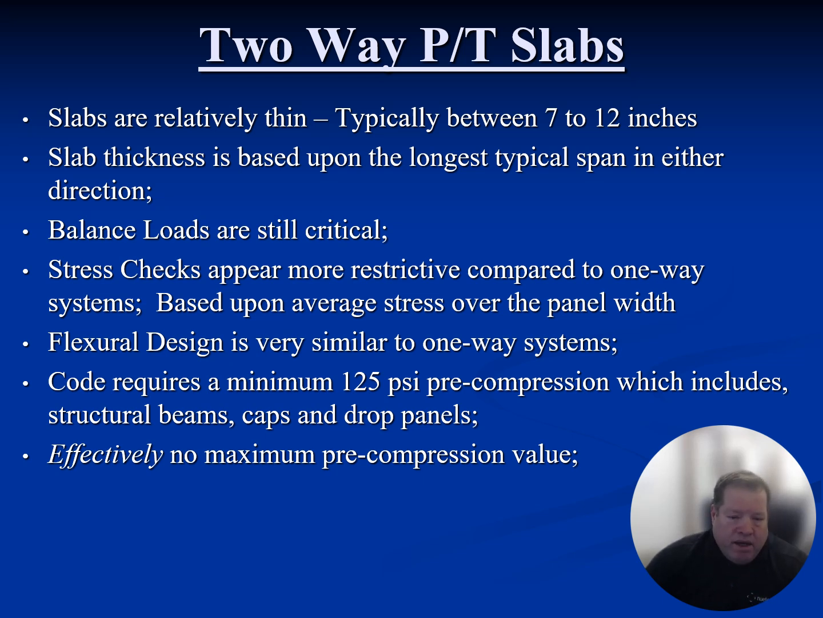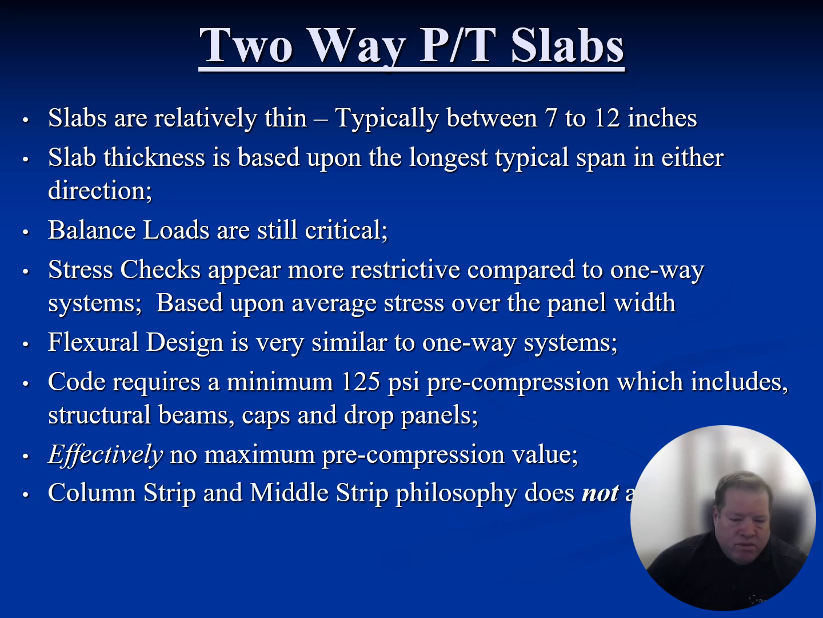In my opinion, overbalancing and then also adding a lot of pre-compression are numerical solutions when your slab is too thin or your beam is not deep enough. So make sure you don't really go crazy with the pre-compression. Again, there is a minimum value of 125, but no maximum. So as the engineer, you have to be cognizant of not just overloading the system with strands.